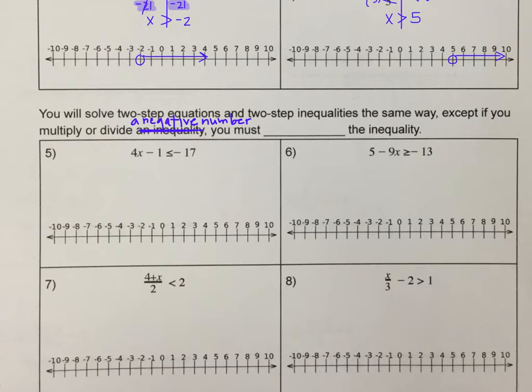So you solve two-step equations and two-step inequalities the same way. So the ones above were one step. Now we're going to do two-step. Except when you multiply or divide by a negative number, sorry, I have the wrong wording on there. You must do the same thing: flip the inequality sign. Okay, so let's look at 5 through 8.